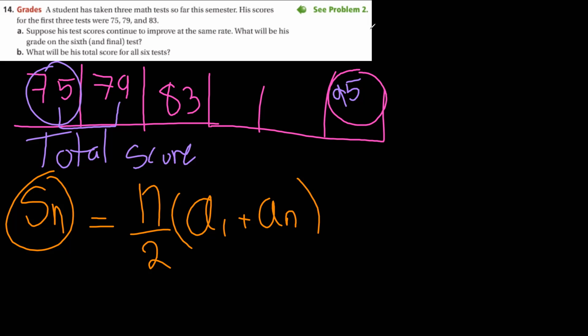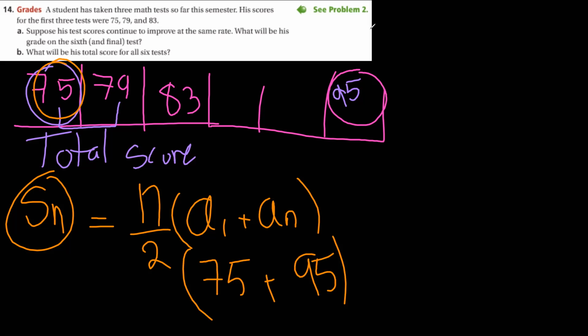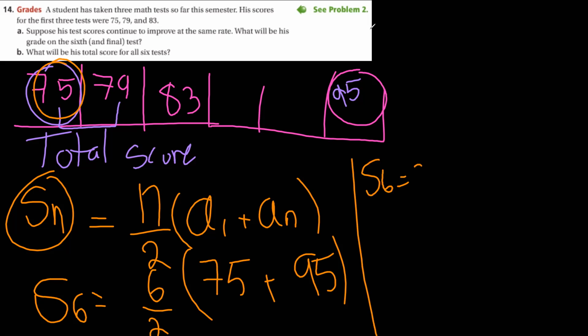Where's the first term? It is 75. Where's the last term? It is 95. How many quizzes did I have? 6, over 2. So because of that, I can say now the summation of the 6 scores at the end of the semester is 3 times 75 plus 95. Is it 170? Even if we don't have the fourth and the fifth term, I can find the total score.